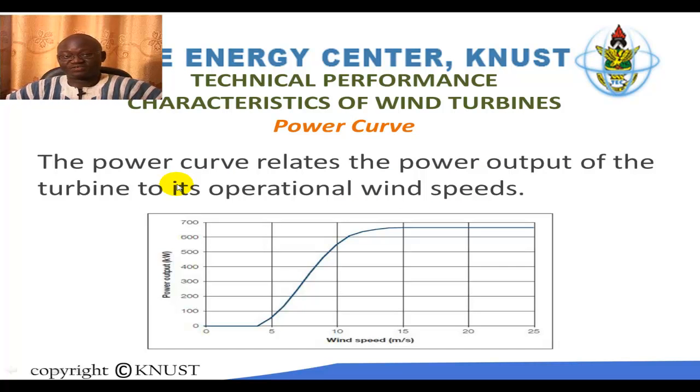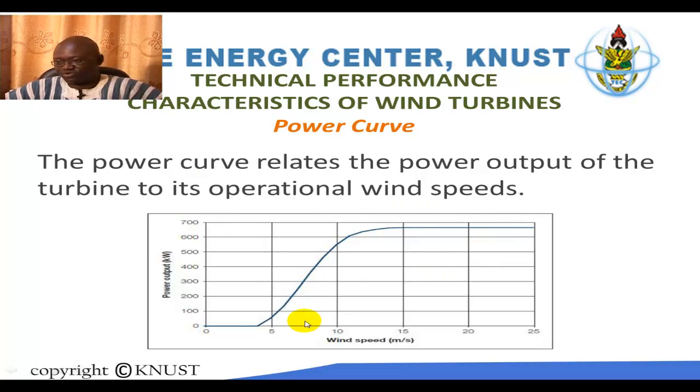The first characteristic I would like to describe here is the power curve. The power curve basically gives the relationship between the wind speed and the power that the turbine will produce. So at different speeds, the turbine produces different amounts of power. And this particular power curve is a characteristic of the wind turbine. It's mostly provided by the designer or the manufacturer of the wind turbine. So it helps you know that if the wind is blowing at so much speed, the wind turbine produces so much power.